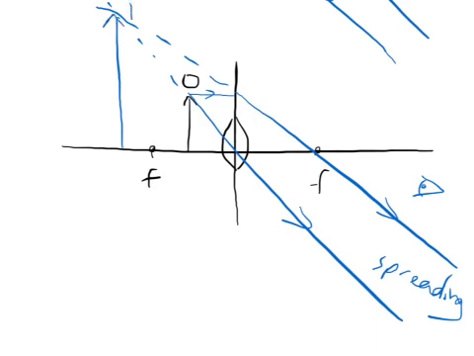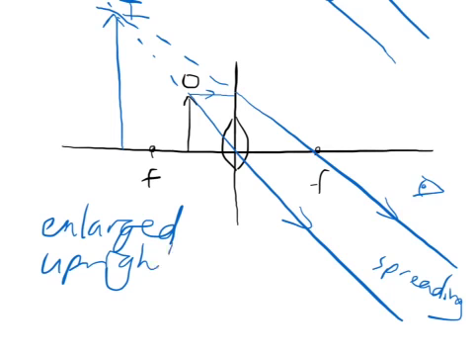Okay, and that's where our image is, where the rays appear to come from, and you can clearly see that it's enlarged, that it's upright, and that it is a virtual image. It's virtual, as we've seen, because we couldn't project this on a screen, and it's not made with real light rays, it's made with the dotted rays, because it's where they appear to come from.